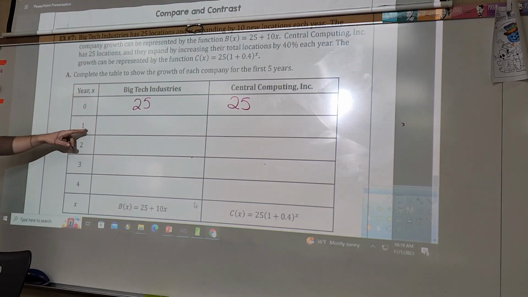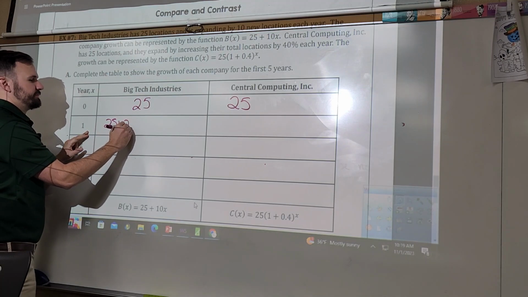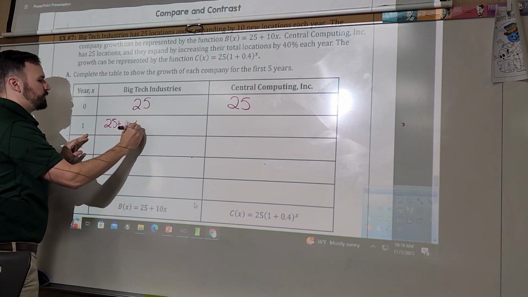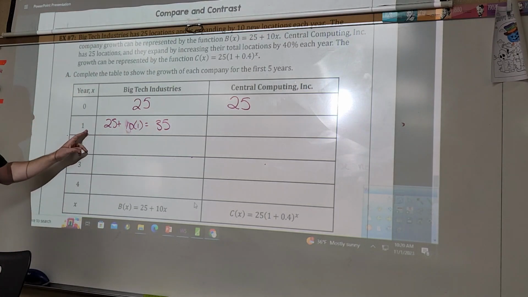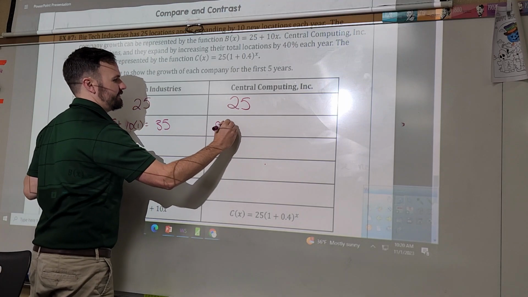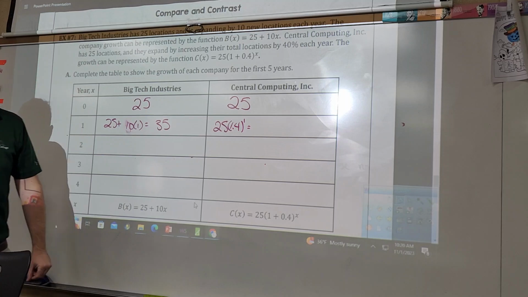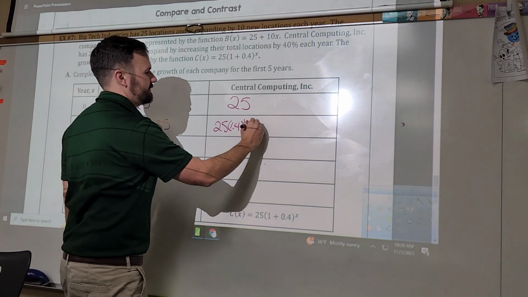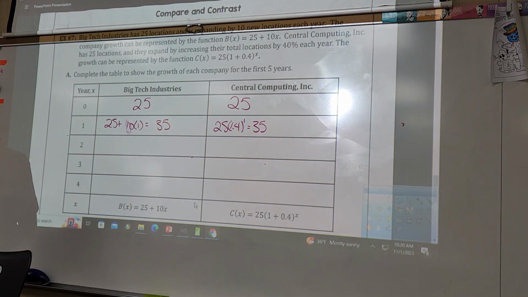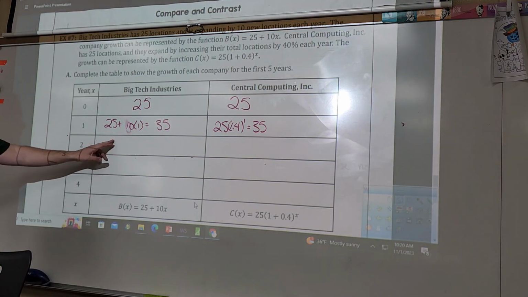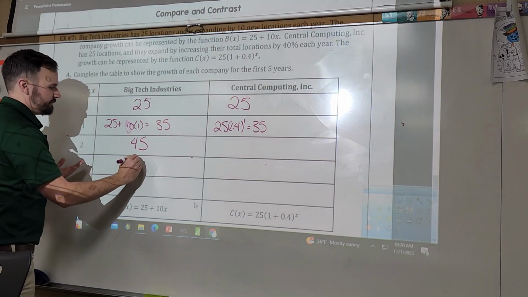Sounds good. After 1 year, this is going to be 25 plus 10 times 1, right? It's just 35. That's a quick jump. This one's going to be 25 times 1.4 to the 1, right? Which is going to be 35 as well. Do you guys need me to show work? I'm just going to give you the rest of the numbers if that's okay. So then this one just goes up by 10 each time, right?